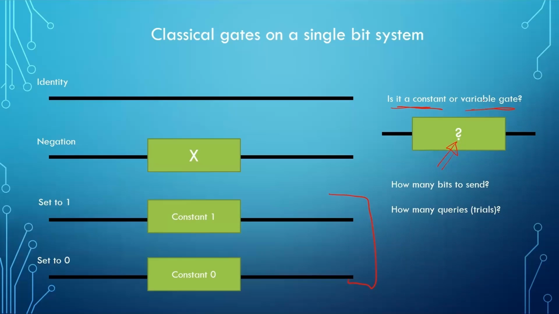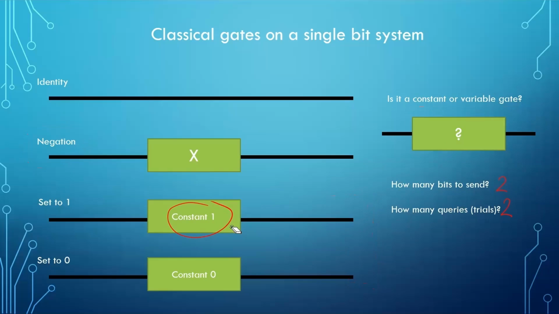So to do that, we will need to send some bits and test them, right? So we might send 0 and find the answer, and then send 1 and find the answer. One bit will not be enough, because say, for example, we send 0 and we get 1. We don't know whether this was the negation that changed it to 1 or whether this was the constant 1. So no matter which one we have here, we will need to send 2 bits, and we will need to do 2 queries, which means 2 trials. So that's for the classical computer.